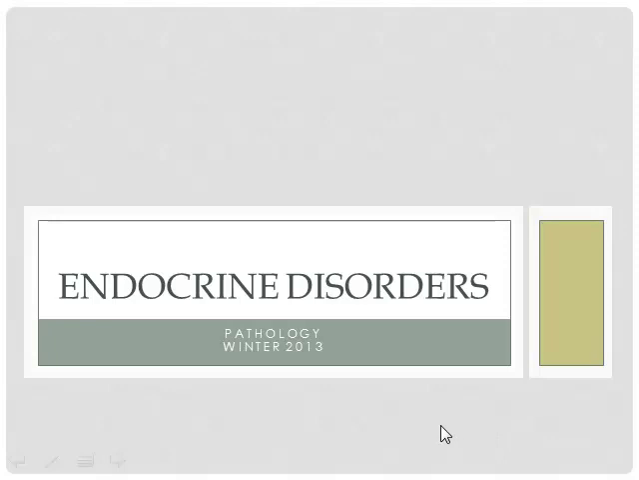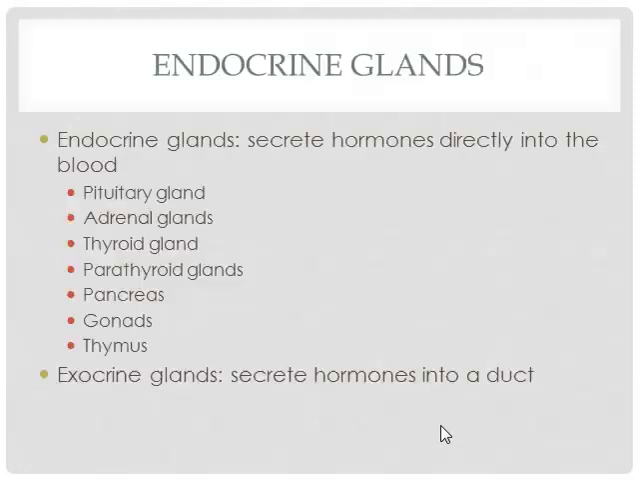Right, so today we're going to talk about the endocrine disorders. First we're going to talk about some of the normal stuff about the endocrine system, and then move into the different disorders. Endocrine glands are glands that secrete hormones directly into the blood, as opposed to exocrine glands. Exocrine glands are going to secrete hormones into a duct.